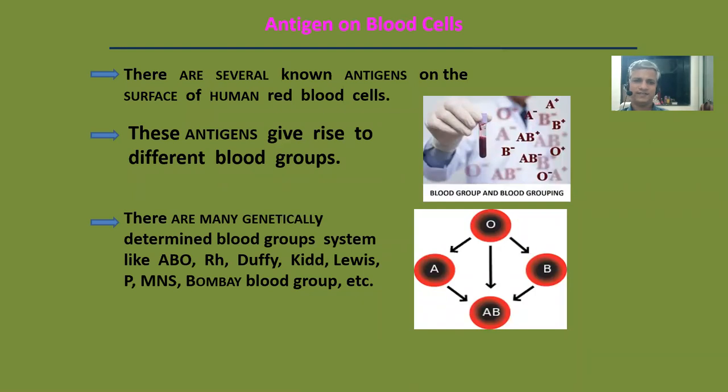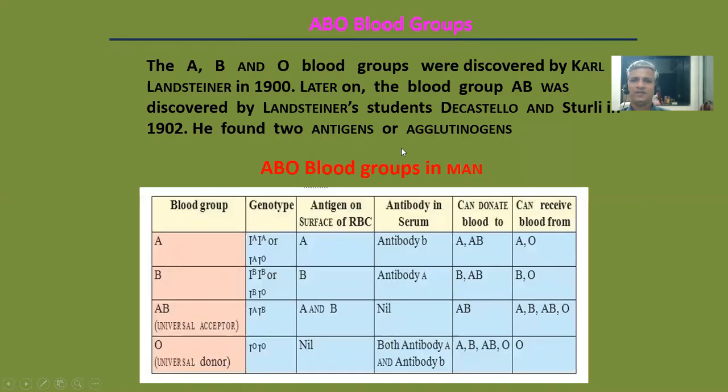Antigens on the blood cells. There are a number of known antigens present on the surface of human red blood cells, and these antigens can give rise to different blood groups. There are many genetically determined blood group systems like ABO, Rh, Duffy, Kidd, Lewis, MNS, Bombay blood group, etc. In this chapter, we have to study two blood group systems, that is, the ABO blood group system and the Rh blood group system.